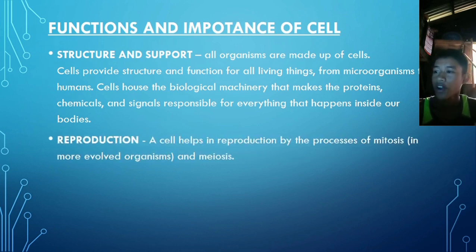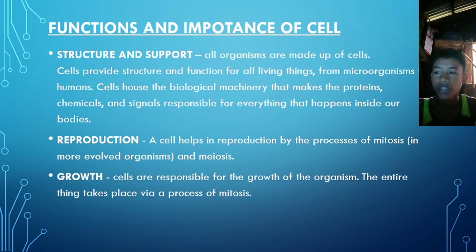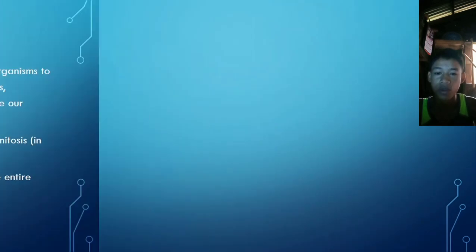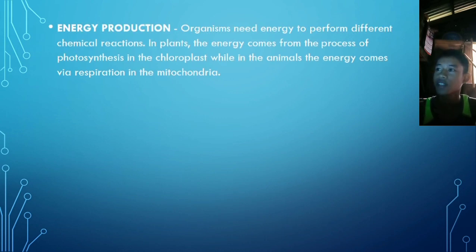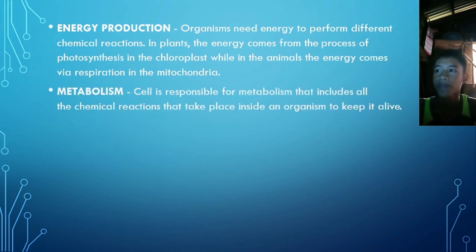The next one is reproduction. A cell helps in reproduction by the process of mitosis in more evolved organisms, and meiosis. Growth. Cells are responsible for the growth of the organisms. The entire thing takes place via a process of mitosis. The next function is energy production. Organisms need energy to perform different chemical reactions. In plants, the energy comes from the process of photosynthesis in the chloroplast, while in animals, the energy comes via respiration in the mitochondria.